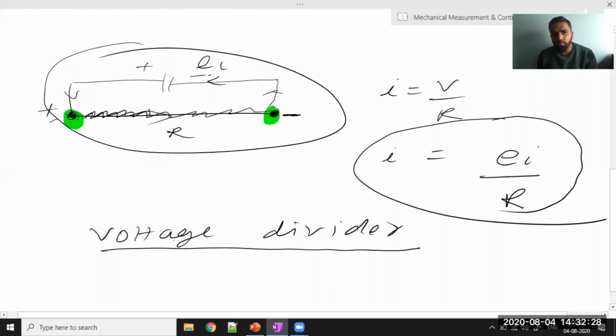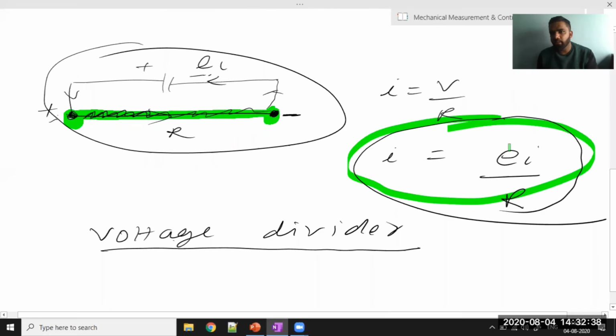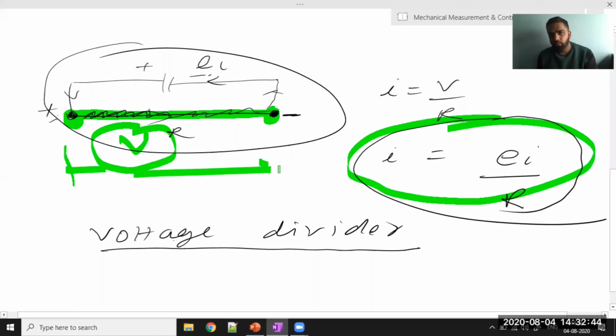This will be better. What happens in voltage division is that the voltage gets divided. Now, suppose I want to measure the voltage across this wire. I know the current across the system. The current across the system is EI by R. But if I want to measure the voltage across this terminal, I hope you're getting.